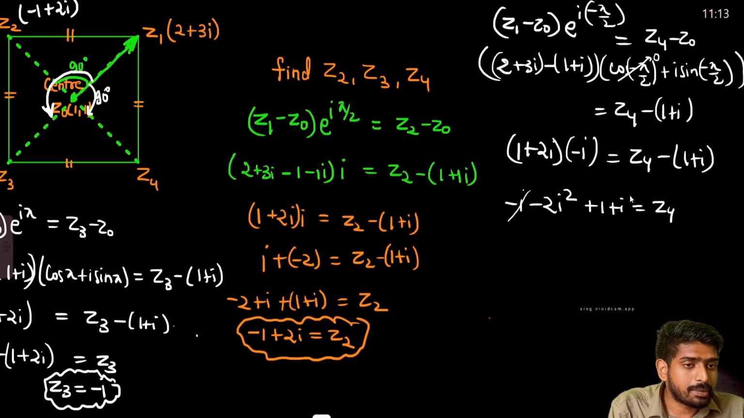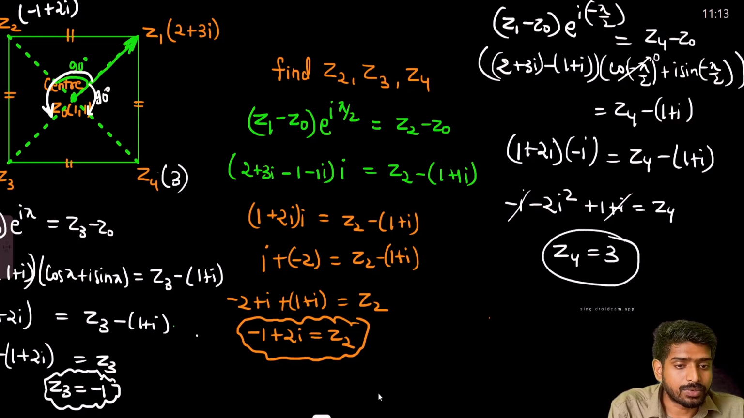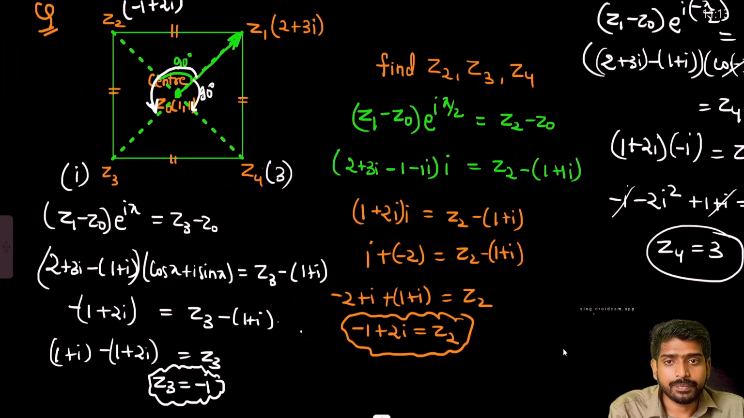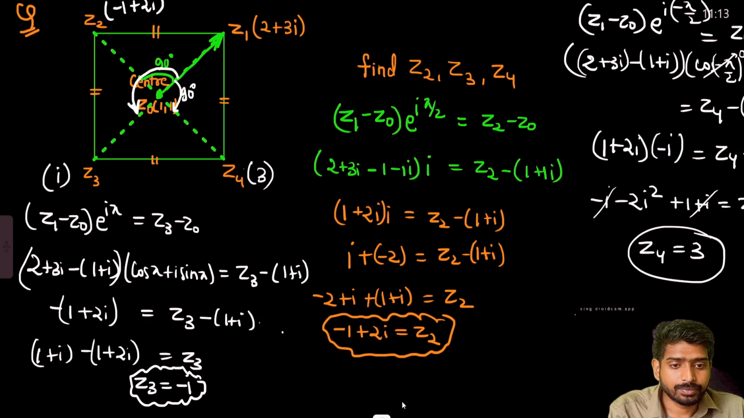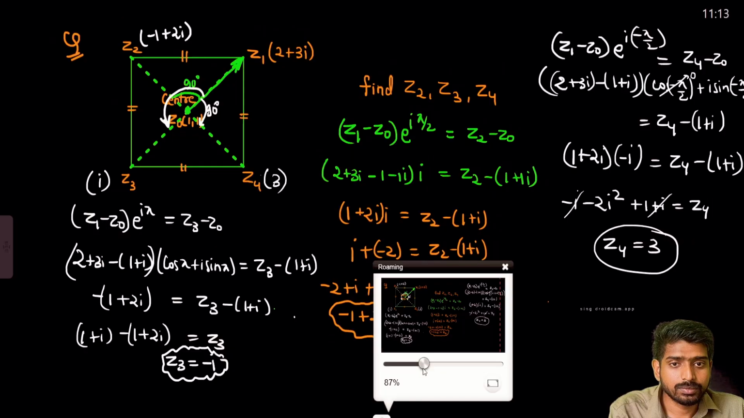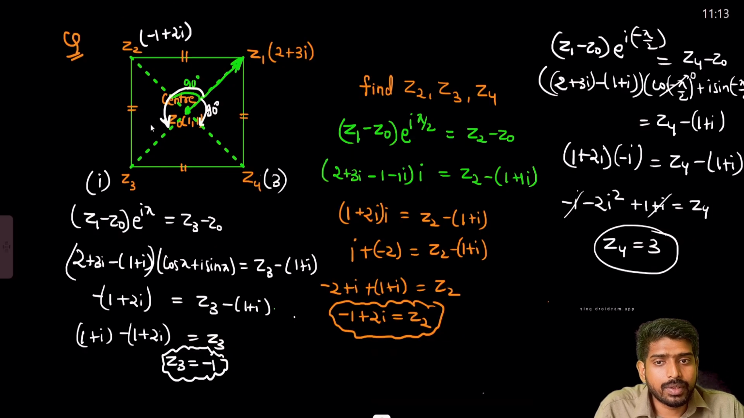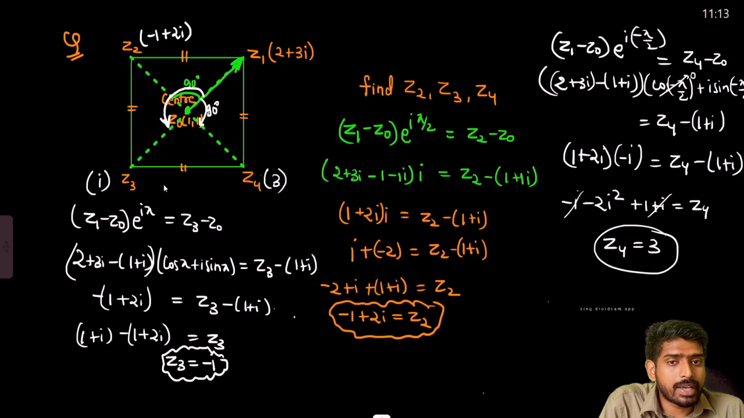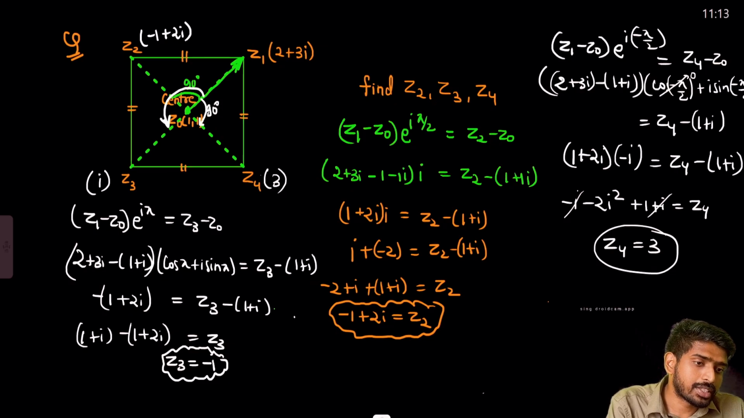So minus iota plus iota got cancelled. And here I'm having iota square, and iota square is minus 1. This will be plus 2 plus 1. So z4 will be 3. Z4 is 3. So we got all the vertices of this square. Z3 is purely imaginary and Z4 is purely real. Got it?